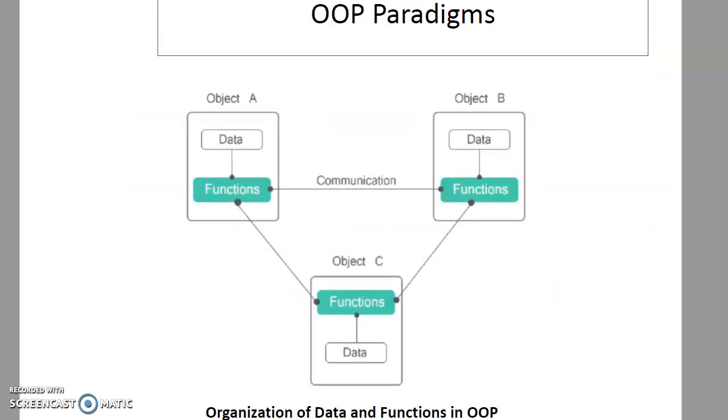Now, speaking about how the organization of data and functions works in OOP, it can be represented diagrammatically in this way in an OOP paradigm. Let's say there are three objects, object A, object B and object C. These communicate through function calling. Every object contains data and functions which communicate with each other through message passing.